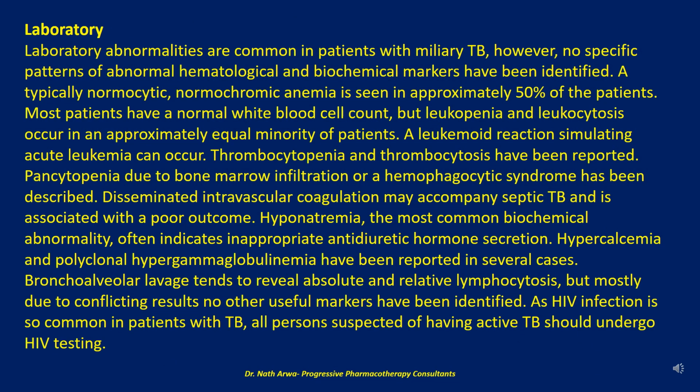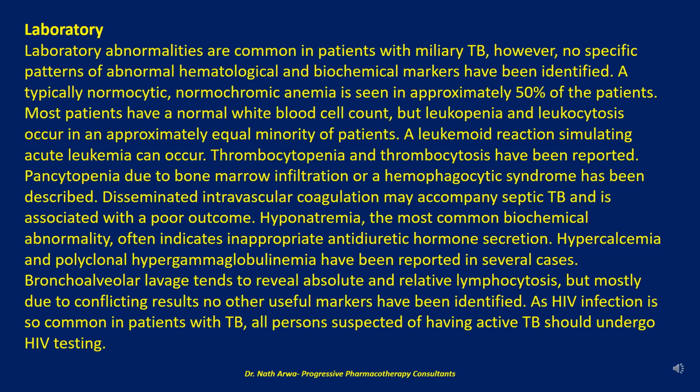We will now talk about laboratory results. Laboratory abnormalities are common in patients with miliary TB. However, no specific patterns of abnormal hematological and biochemical markers have been identified. A typically normocytic, normochromic anemia is seen in approximately 50% of the patients. Most patients have a normal white blood cell count, but leukopenia and leukocytosis occur in an approximately equal minority of patients.